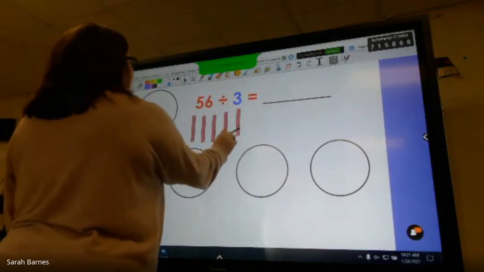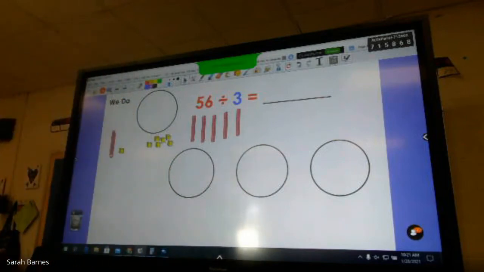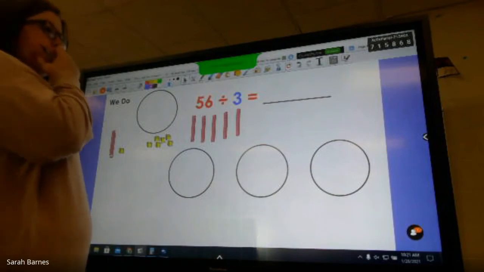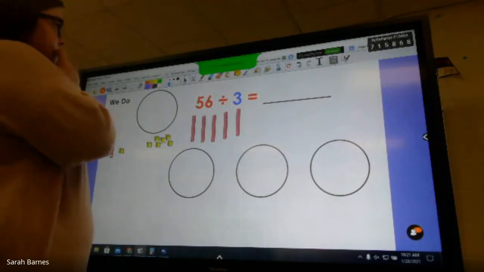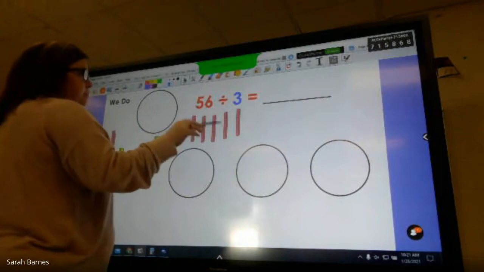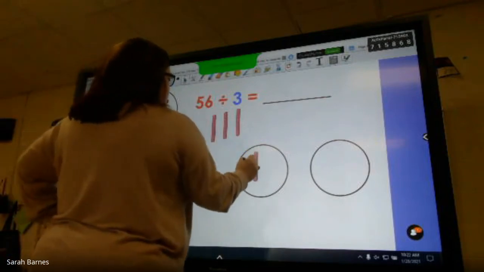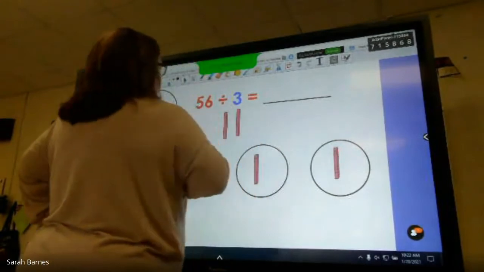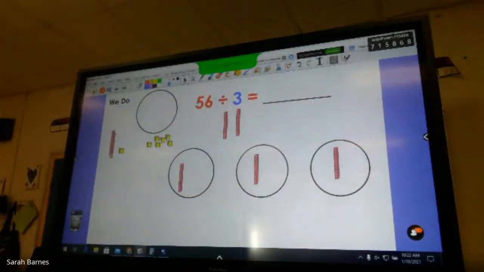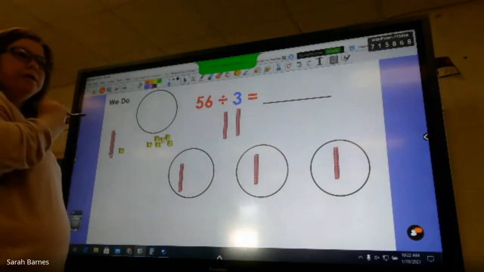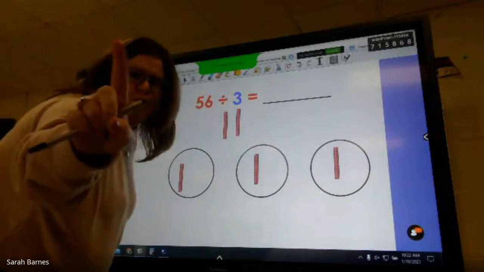All right, so now I have 5. So what am I going to do now, Morena? Which one am I moving, the tens? How many am I going to be able to move the first time? Only 3. I can put 3 in a circle. So 1, 2, and 3. All right. So now with the tens, can I put any more tens in there? No. That's right.